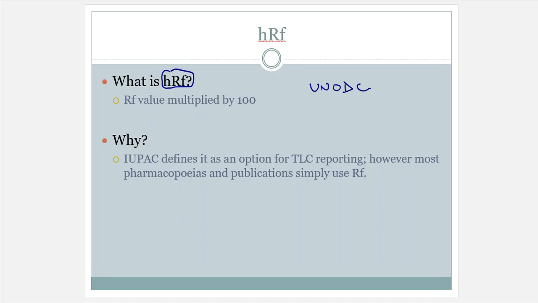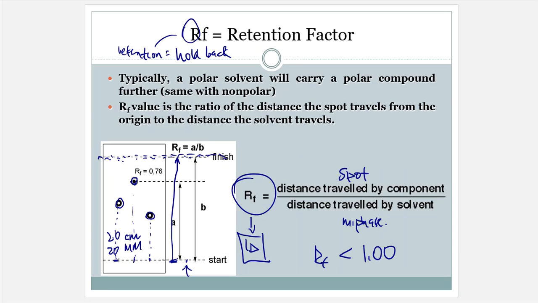All right. So this is kind of how the instrumentation will do its job. It will calculate, for instance, an RF straight out. It's up to you to move that decimal over twice. And again, the United Nations, UNODC, other regulatory agencies like the USP-NF, they might require you to do it as well. And that is the intention of why that is happening. All right. So that is how we calculate RF, aka retention factor, on a TLC plate.